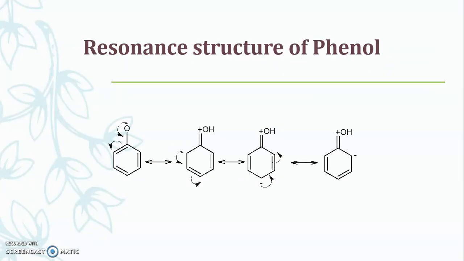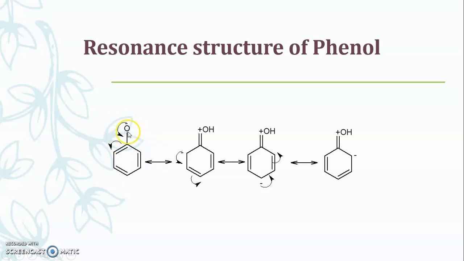Now this is the resonating structure of the phenol. According to resonance theory, 4 different contributing structures are possible for the phenol. Here these structures are represented. This is actually about the phenoxide ion. We know how phenoxide ions are formed. When phenol loses a hydrogen atom, it is converted into the phenoxide ion, and the stability of the phenol is due to this phenoxide ion.